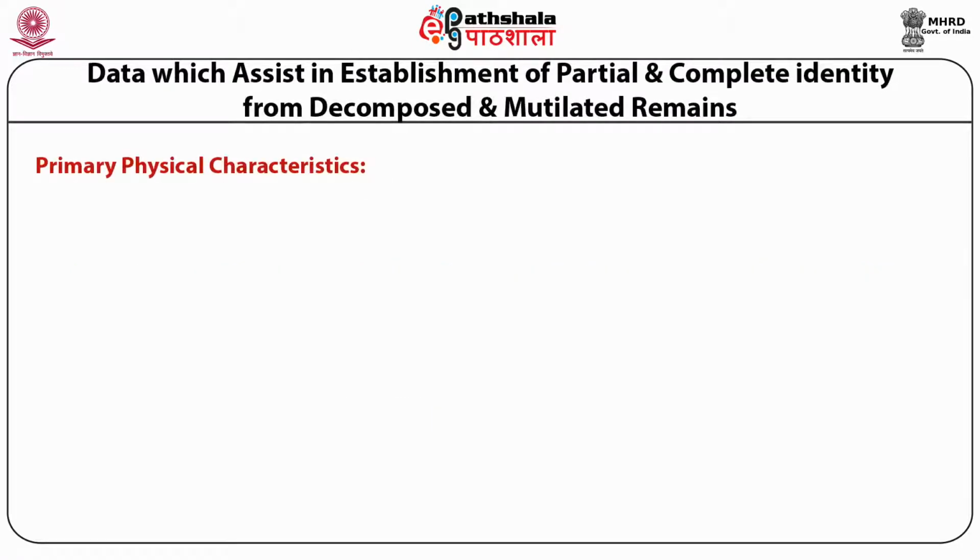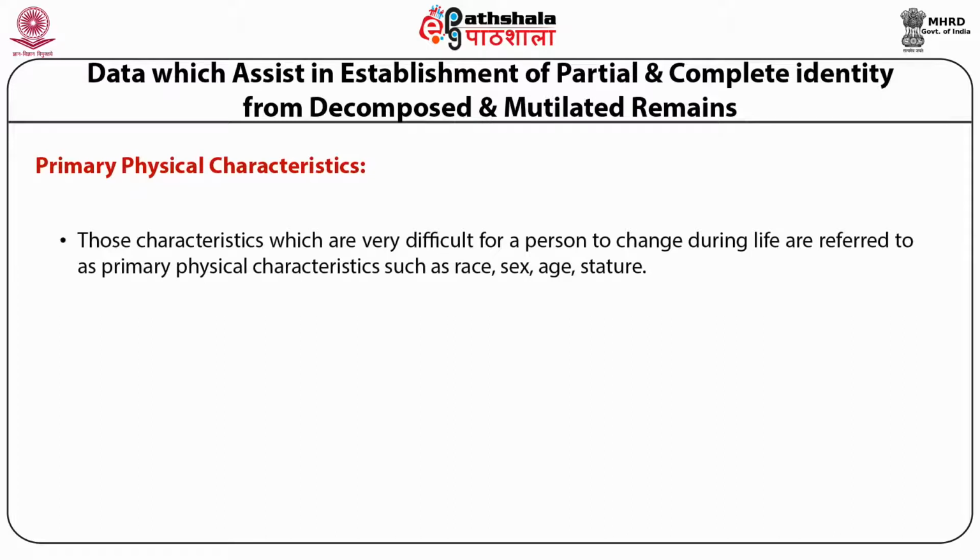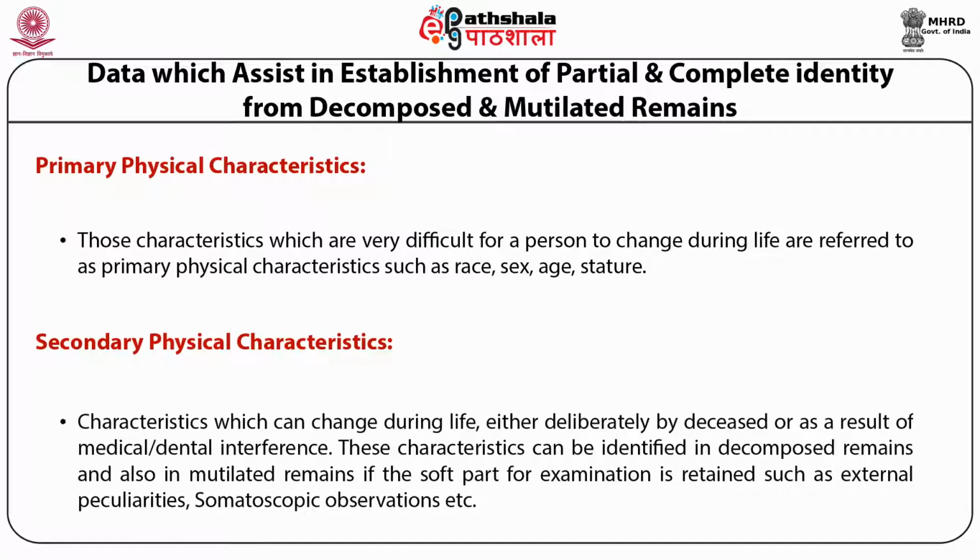Primary physical characteristics are those characteristics which are very difficult for a person to change during life, and they are referred to as primary physical characteristics, such as race, sex, age, stature, whereas secondary physical characteristics can be changed during life either deliberately by the deceased or as a result of medical or dental interference.